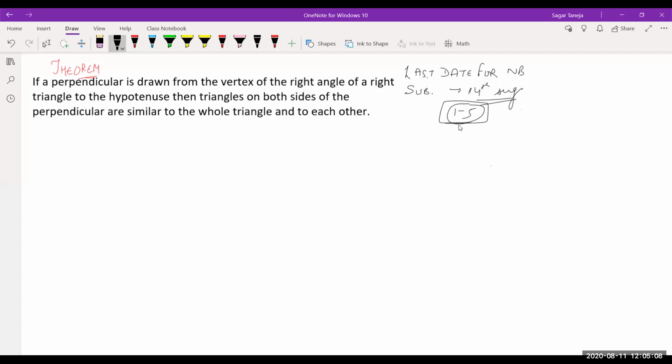Okay, starting with this theorem. If a perpendicular is drawn from the vertex of a right triangle to the hypotenuse, then the triangles on both sides of the perpendicular are similar to each other and to the whole triangle. What is this all about?